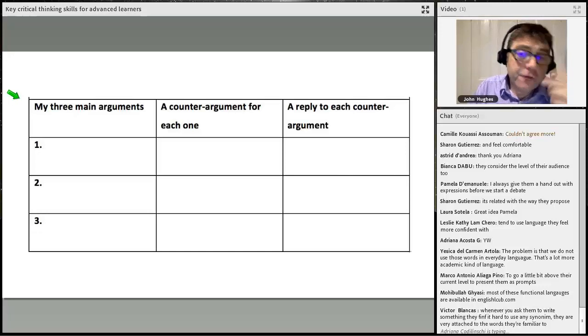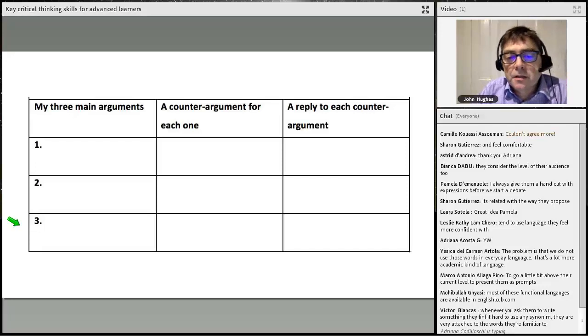For example, if I was going to do a discussion on the topic of beauty that we were looking at earlier, I might say to the students, decide whether you're for or against the opinion. And what I want you to do using this table is write 3 main arguments to support your opinion. So students have to think about why they think that and then write their arguments.